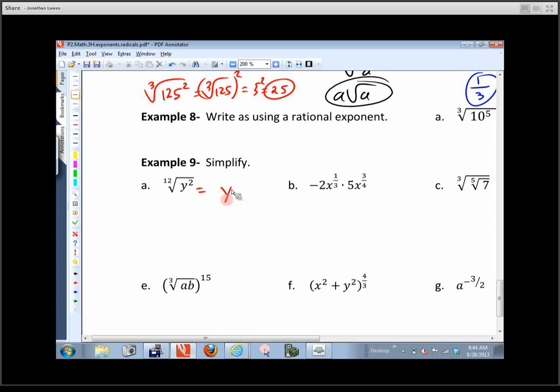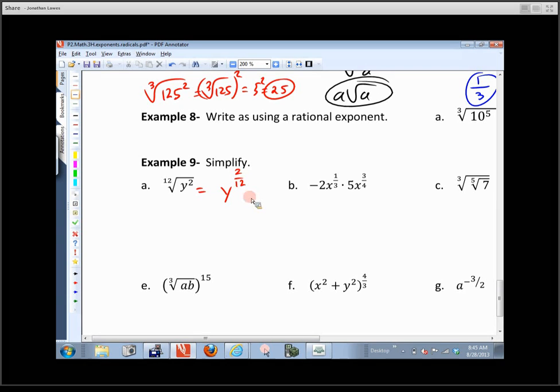So y would be the base, and then I've got this fractional exponent. What goes on the top? 2. And on the bottom is a 12. Now, if we had just written that, everyone would look at this and say, you know, y to the 2/12, there's something that bugs me about that. I wouldn't leave it that way.